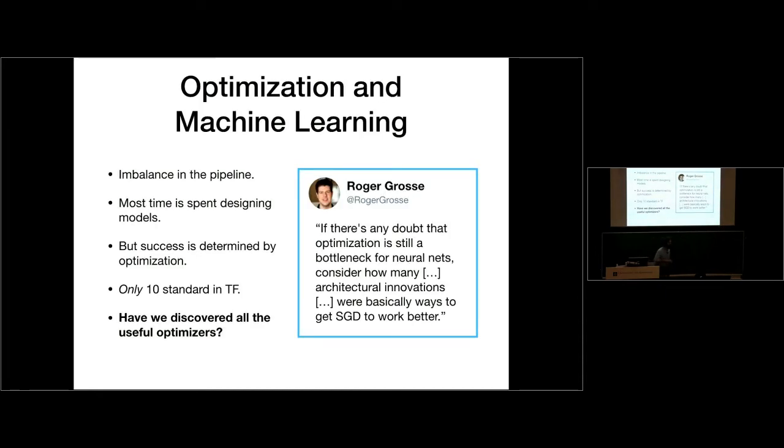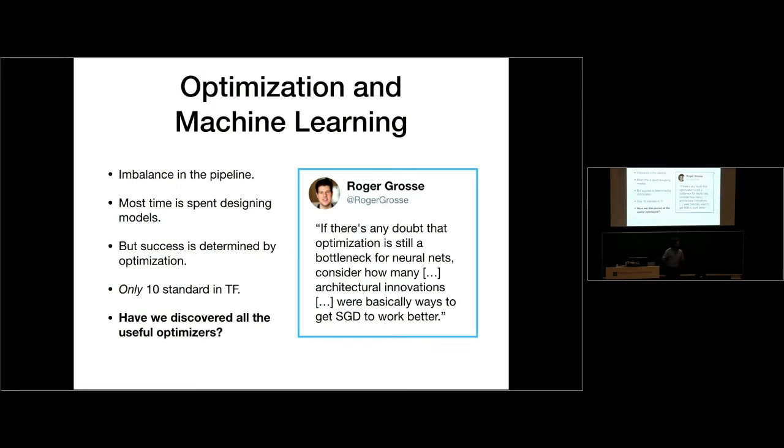If you're not already motivated, I want to spend a little bit of time describing why I think A, this is an important problem for machine learning, and B, it's actually underappreciated how big of a problem it is. There's a really big imbalance in our machine learning pipeline at the moment. Most of the time as a practitioner is spent designing a model. You think about your data, you think about the structure of the problem, you design a model that reflects that knowledge, and then you write tf.adam optimizer, and you go and run with that.